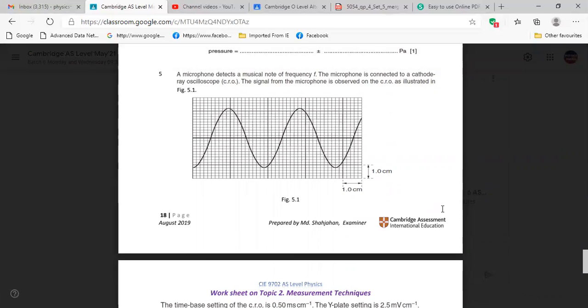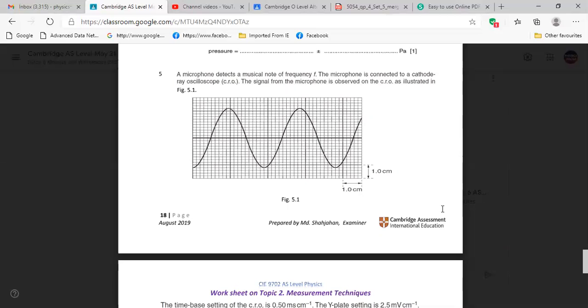Okay, no problem. So you read it. Question 5: The microphone detects a musical note of frequency F. The microphone is connected to a cathode ray oscilloscope. The signal from the microphone is observed on the CRO as illustrated in figure 5.1.